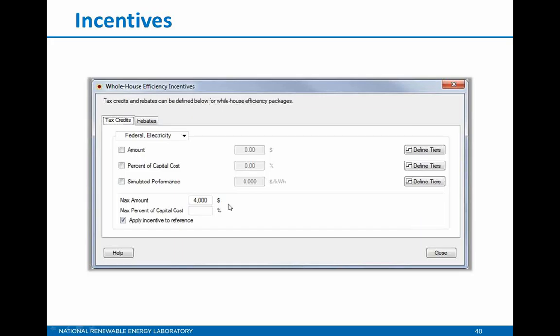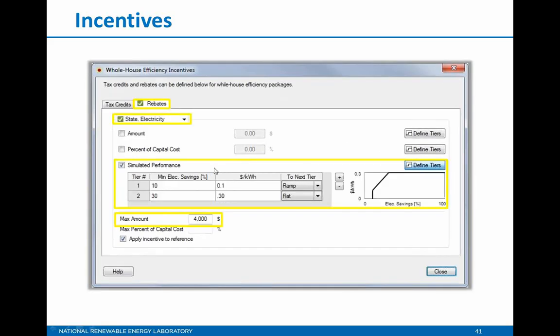So this is the screen that you would get for the whole house efficiency incentive specification. It's very similar to what you see for the PV incentives in terms of the flexibility. Again, fixed amount, percent of capital cost, performance-based tiers, and so on. And so here's an example. This time we're looking at the Savings by Design program in California, just as an example. So we can see here we have a performance-based incentive with tiers. And there's a little graph here demonstrating how this works.